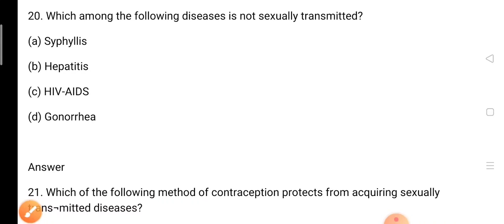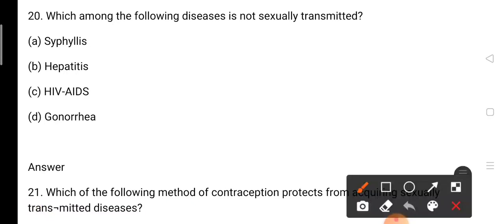Now the next is, which among the following diseases is not a sexually transmitted disease? So we have discussed the STDs or sexually transmitted diseases. The options are syphilis. Syphilis is a sexually transmitted disease. AIDS is also a sexually transmitted disease. Gonorrhea is also a sexually transmitted disease. But only hepatitis is not a sexually transmitted disease. It means our correct option will be option B.